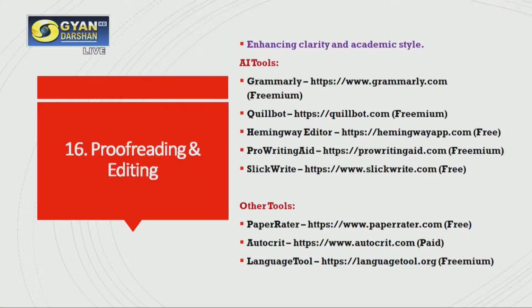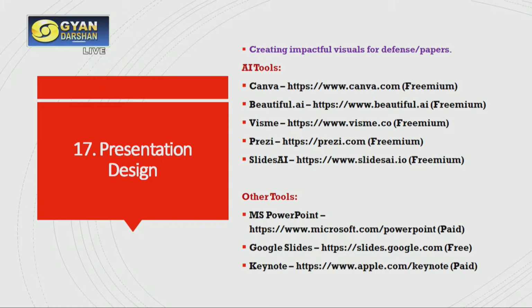Again, proofreading and editing, of course, Grammarly, QuillBot, some of these tools are very popular that way. Many researchers, educators are using these tools. ProWritingAid, SlickWrite, PaperWriter, AutoCrit. Some of these tools would help you to proofread and bring more clarity to the ideas that you are presenting. And this would also help you to write the research report in a very professional academic way. So some of these tools can also be tried out.